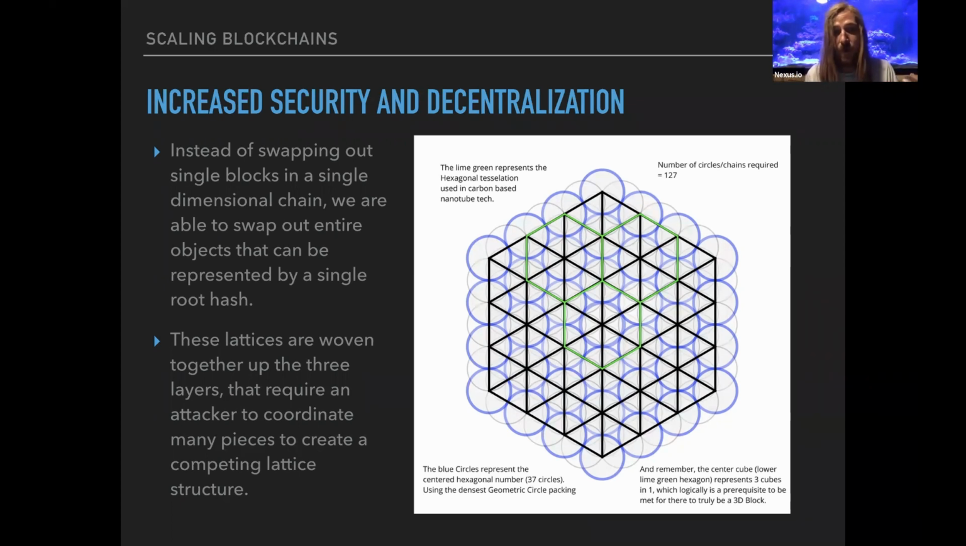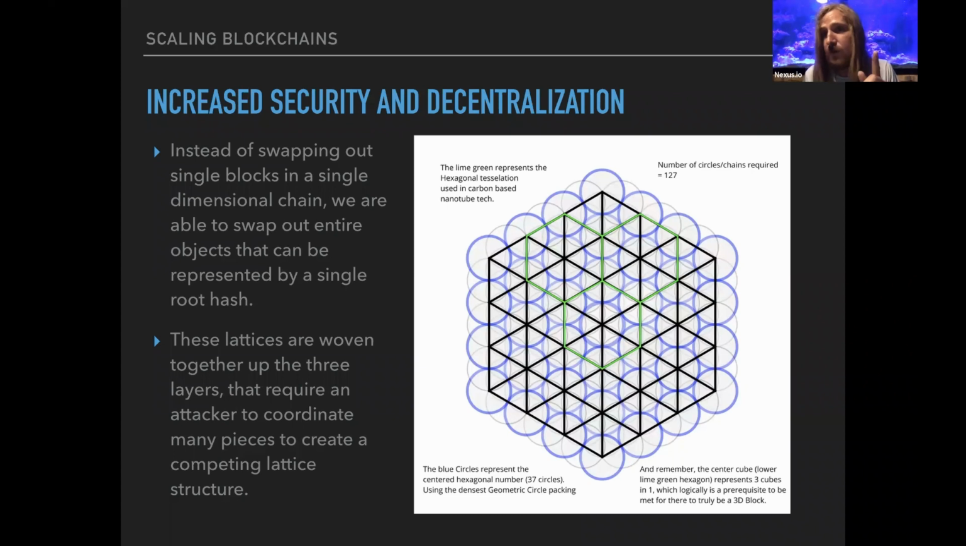And as I said, it requires an attacker to coordinate many more pieces to create a competing lattice structure that also has to have exceeding trust, right? It has to be beyond the amount of trust and the weight, which just becomes exceedingly more and more difficult. Even with somebody with a lot of mining power, they'd only have really influence over one dimension of the structure, right? So that's why we believe combining together these multiple layers of consensus are really important for the long-term decentralization and security of the systems.